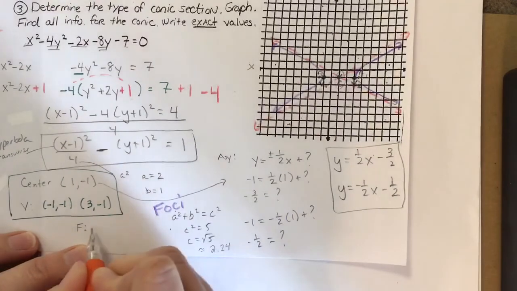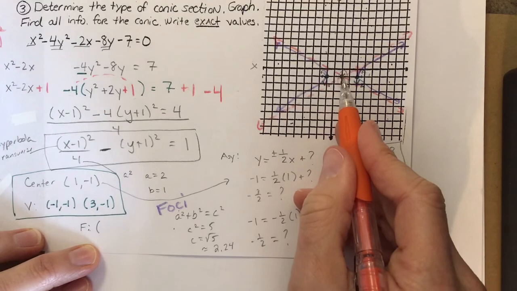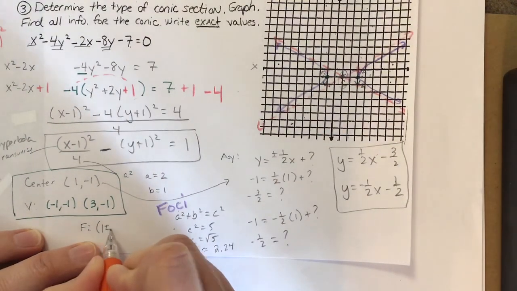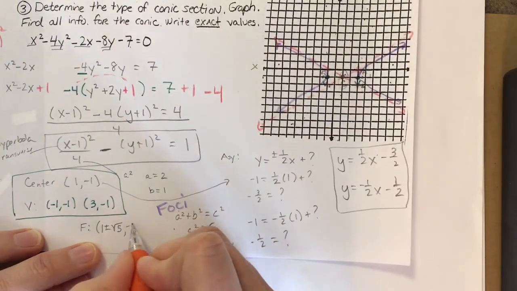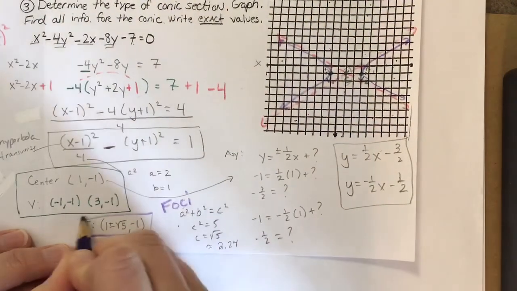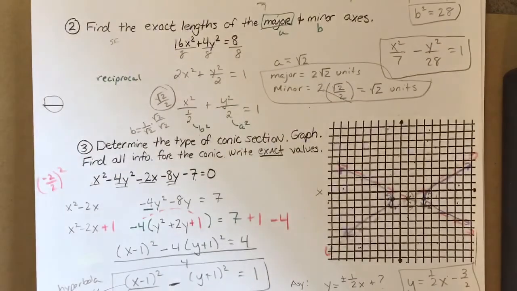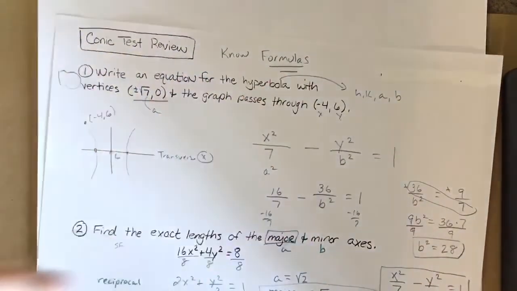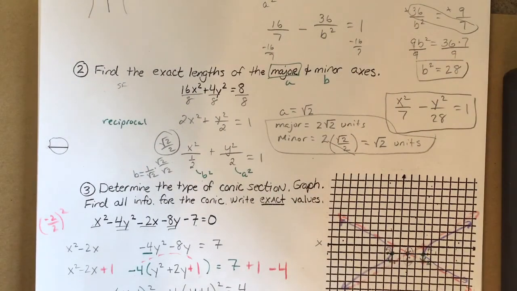The foci are at, what's the x value? Well, we start at 1, and then we add and subtract c, square root of 5, and the y is negative 1. Here are the foci. Whew. All right, hyperbola. Okay, so we did it. A whole bunch of review problems for the conic test. Know your formulas, and best of luck. Until the next lesson.